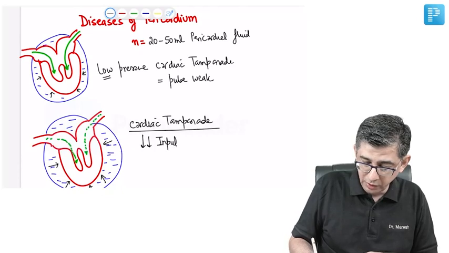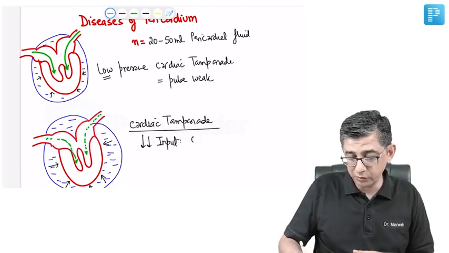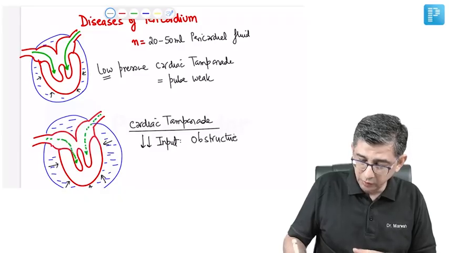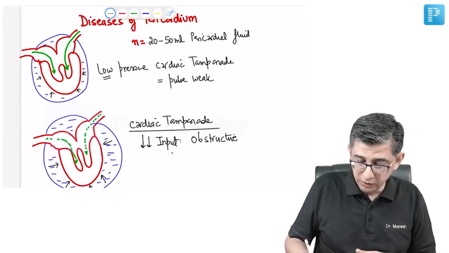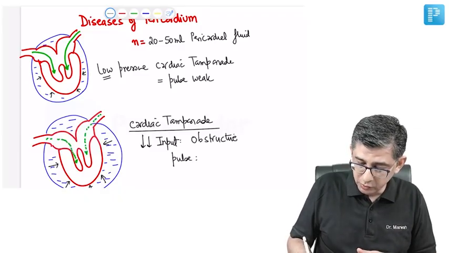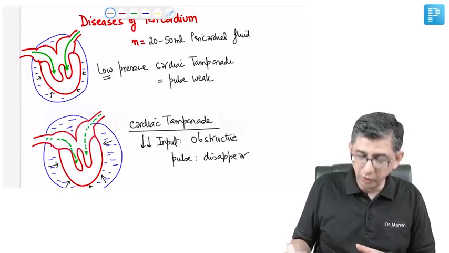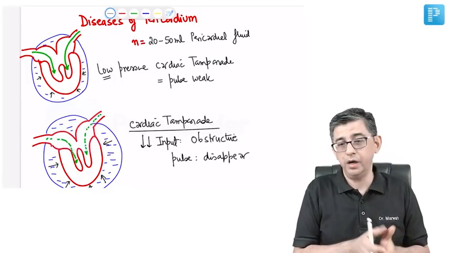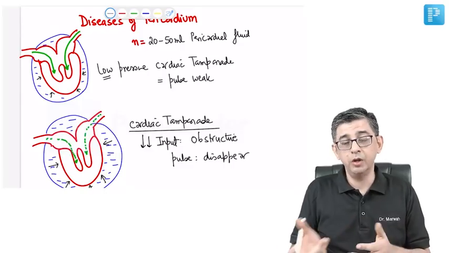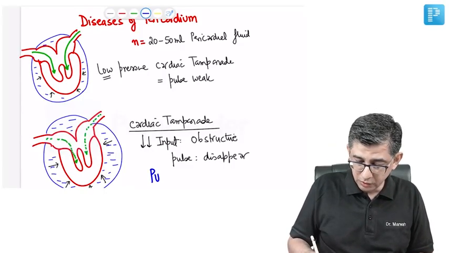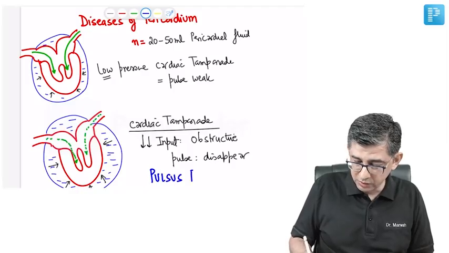If the input into the heart is lesser, it would cause obstructive shock. If there is hardly any blood coming into the ventricles, then the output will also be affected, and the pulse of the patient might become so weak that it might disappear. Now, the surprising thing is, I'm not teaching you that there's a cardiac arrest. The heart is still beating, but the pulse of the patient is disappearing. So what I'm pointing at the moment is the presence of pulsus paradoxus.